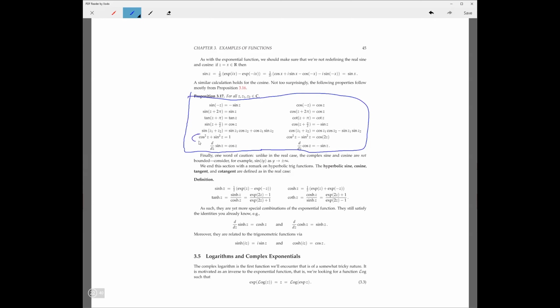Check this out. This one holds for complex numbers too. Wow, who would have thunk? And then they're periodic with period 2 pi, and the tangent is just defined to be sine over cosine, and so on. The derivative of the sine is the cosine. Derivative of the cosine is negative sine. All kinds of identities that carry over. Okay, but note these ones are really important.